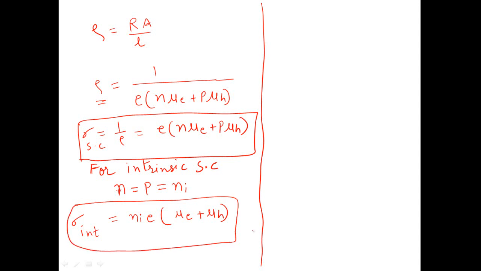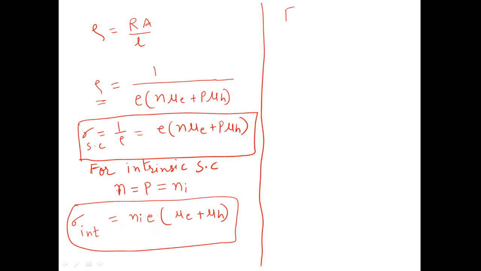This formula is important. Frequently questions will appear in the examination on this topic, for conductivity of an intrinsic semiconductor, where you are given the number of intrinsic charge carriers and mobility of electrons and holes. Knowing the charge of electron e, which is 1.6 into 10 raised to power minus 19 coulomb, you can calculate the conductivity of the intrinsic semiconductor.